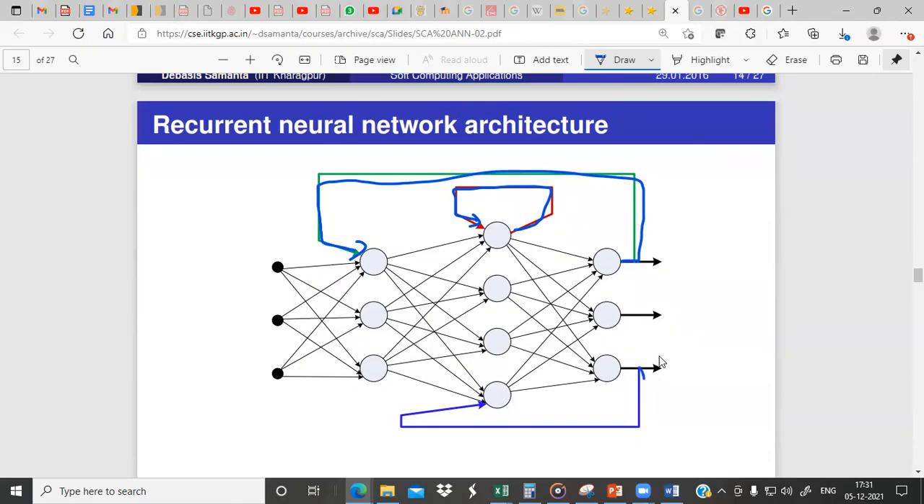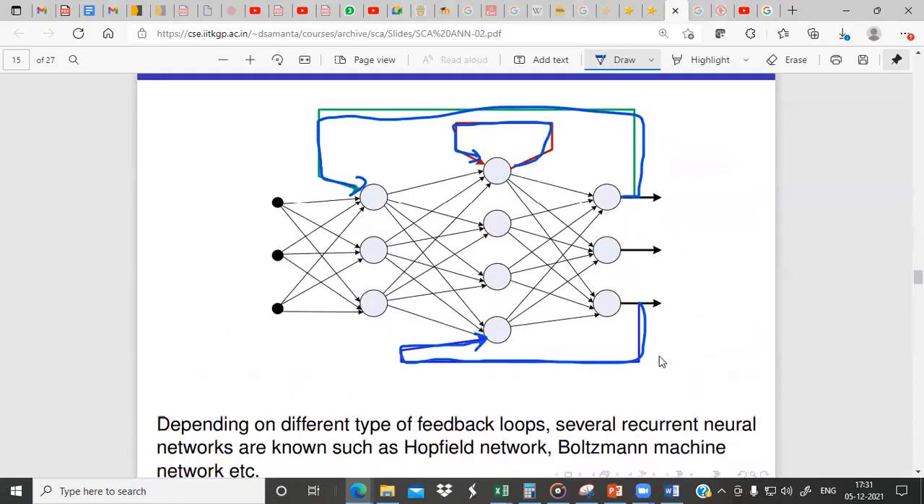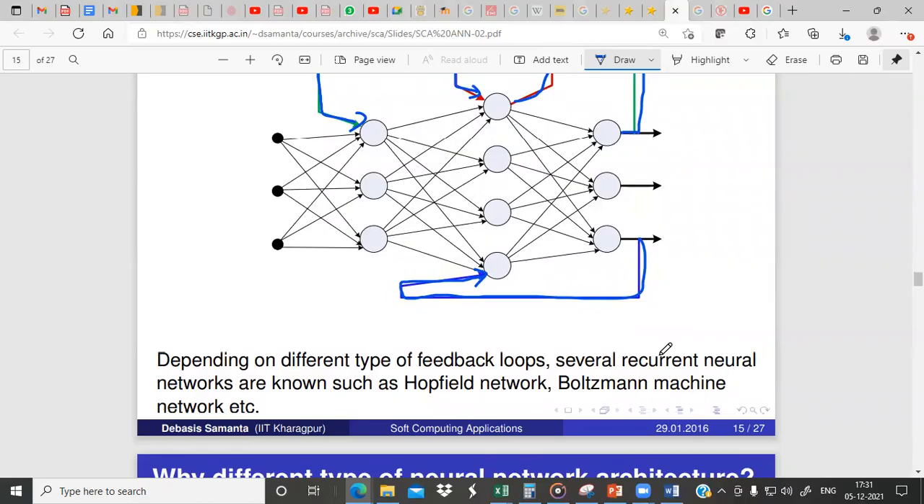Here the output of this neuron goes back one layer, and comes as an input to one of the neurons. Depending on the type of the feedback loops, we have several types of recurrent neural networks, called by various names like Hopfield network, Boltzmann machine, and so on.